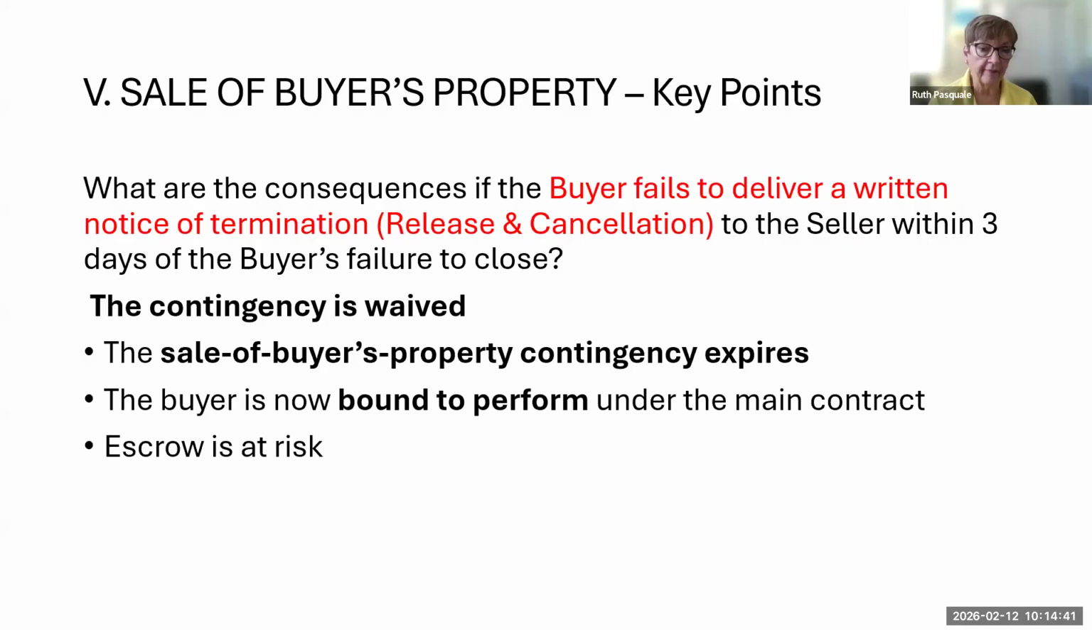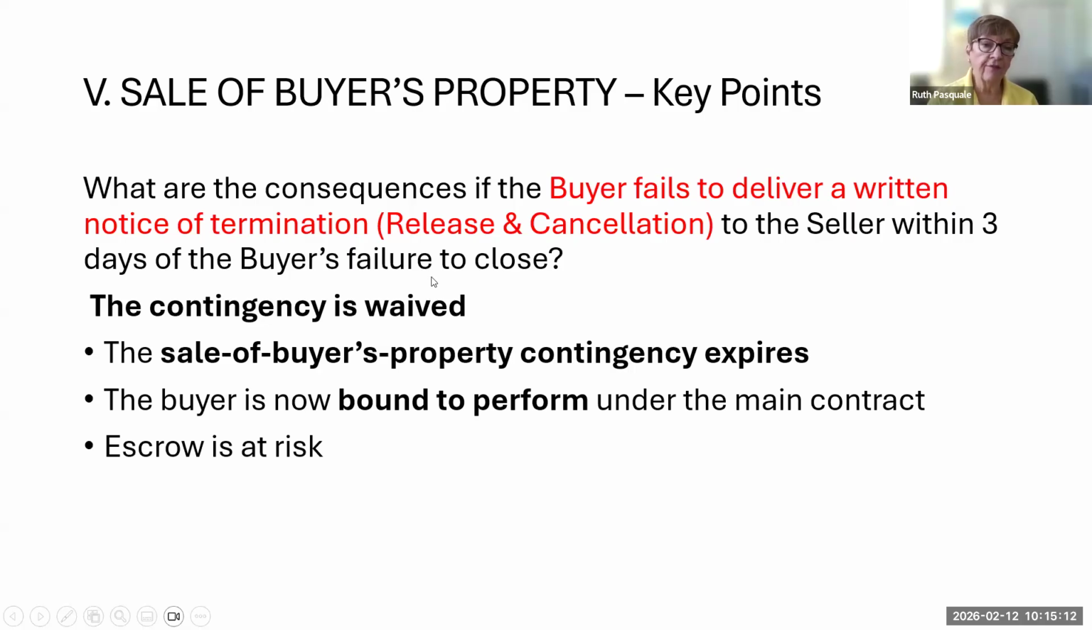Okay. What are the consequences if the buyer fails to deliver written notice of termination, which is a release and cancellation to the seller within 3 days of the buyer's failure to close? The contingency is waived. The sale of buyer's property contingency expires, and the buyer is now bound to perform under the main contract. And of course, their escrow is at risk. So again, these are dates that you have to be on top of.